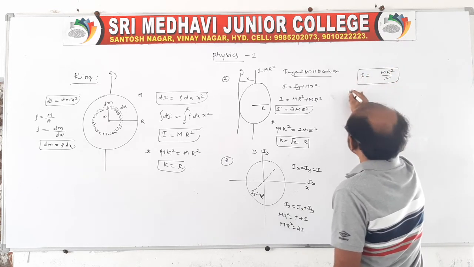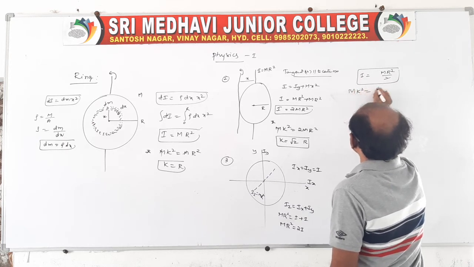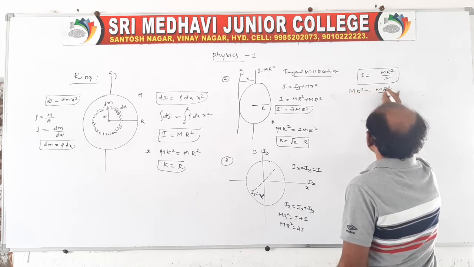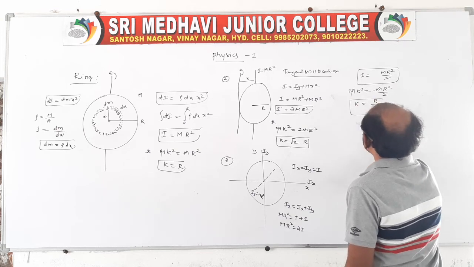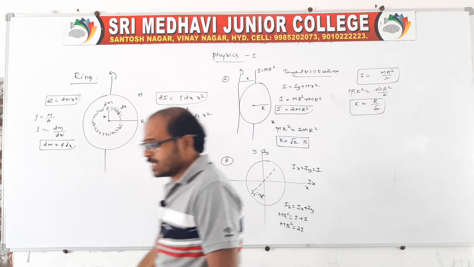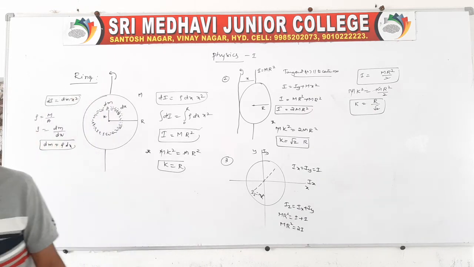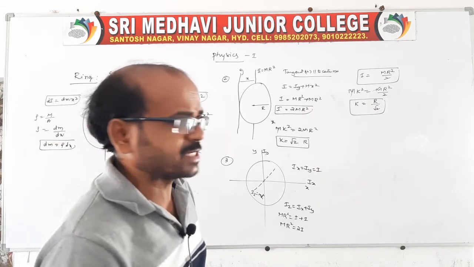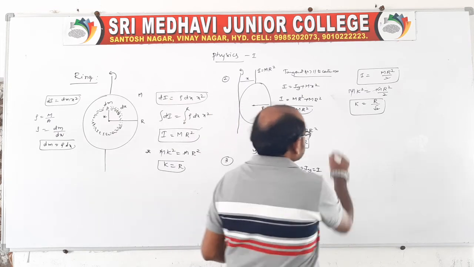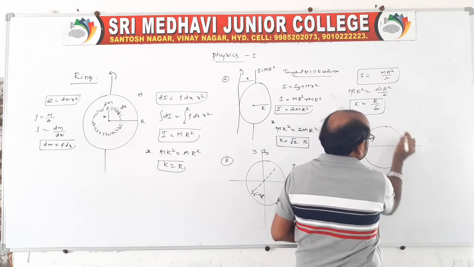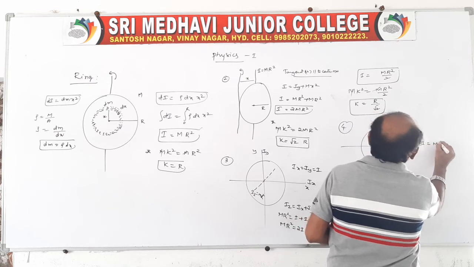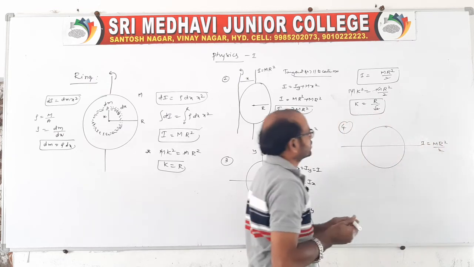Sir, what about radius of gyration? You say mk square is equal to mr square by 2. So m cancels, k is equal to r by root 2. This is about any one of the diameters, about any one of the diameters. Now let us go for the fourth one. See, for the diameter we know, see this is the diameter, you say I is equal to mr square by 2, right? The moment of inertia we know.